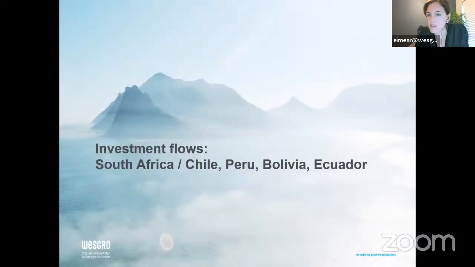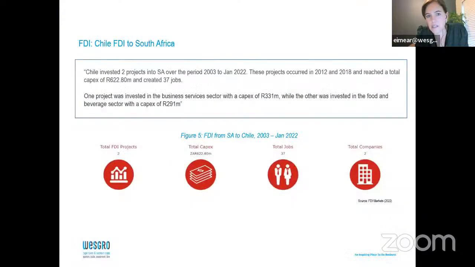When it comes to investment flows, I'm going to go quite quickly through this because there isn't a huge amount of activity to talk about. So, for example, in terms of Chile, Chile has invested 2 projects into South Africa.